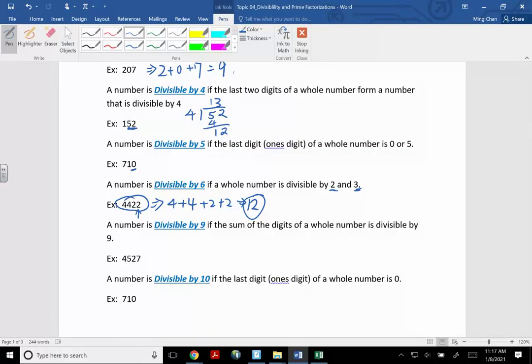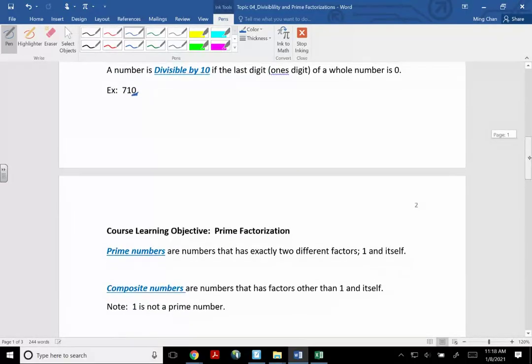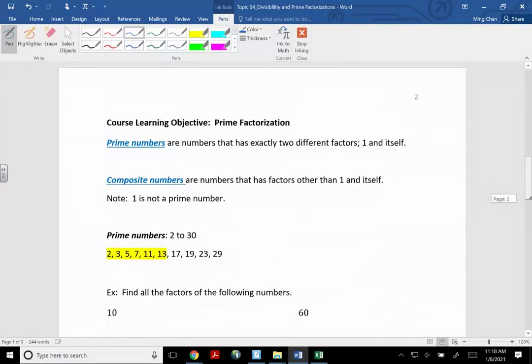Divisibility by 3 and 9 is similar. Divisibility by 9 says if the sum of the digits of a whole number is divisible by 9. So if I add up the digits, 4 plus 5 plus 2 plus 7, this is going to be 9 plus 9, which is 18. 9 can go into 18, so 9 can go into 4,527. Divisibility by 10, most of us know, means 10 can only go into numbers that end in 0.